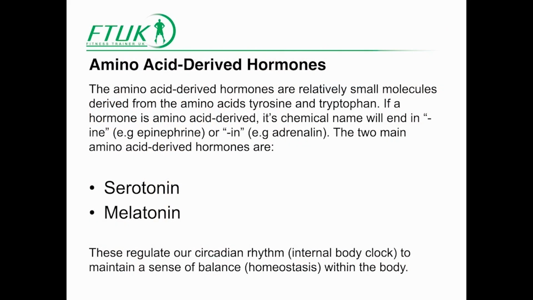All right, amino acid-derived hormones. The amino acid-derived hormones are relatively small molecules derived from amino acids, tyrosine, and tryptophan. If a hormone is an amino acid-derived hormone, its chemical name will end in INE or IN, like adrenaline. So now you're starting to use language and know when you're looking at a hormone, yeah?